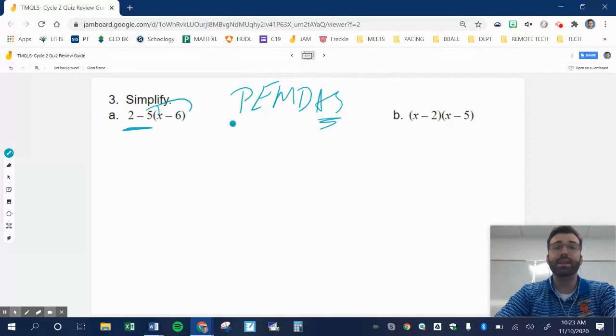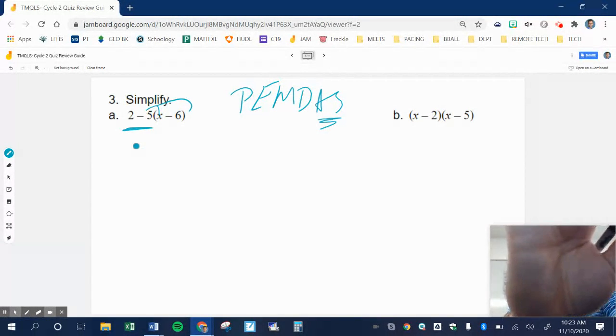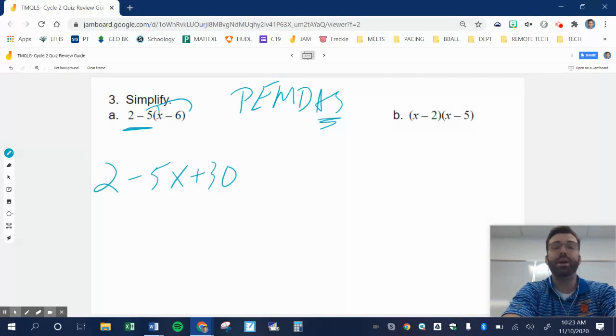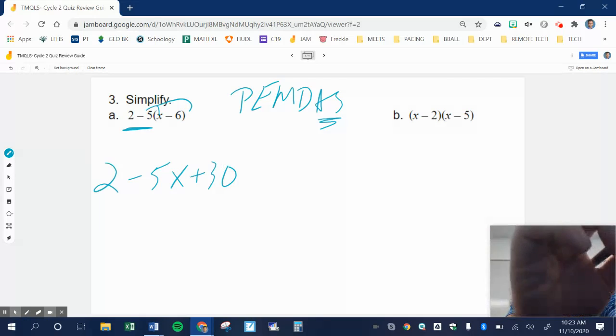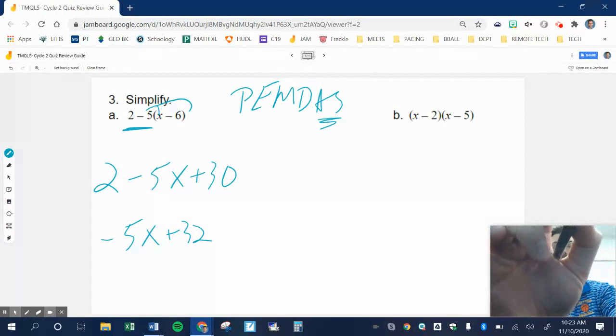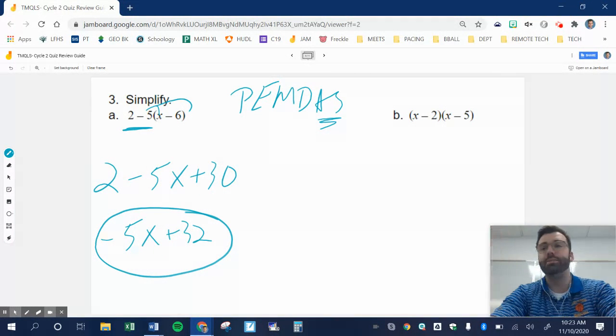I need to take care of the parentheses first, including that stuff that's attached to the parentheses. So I need to distribute that -5 inside the parentheses. Now I can take care of the 2 on my like terms to get -5x plus 32. That's it. There's not going to be a real answer for it. There's no x equals this.